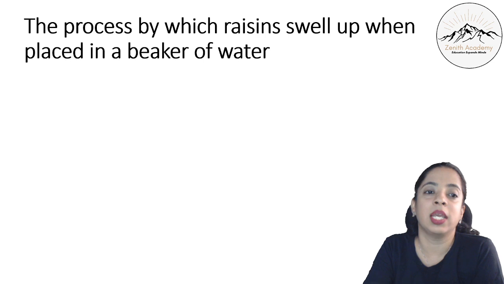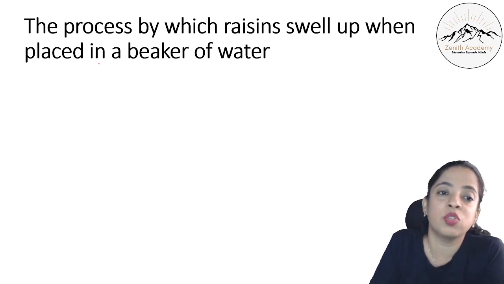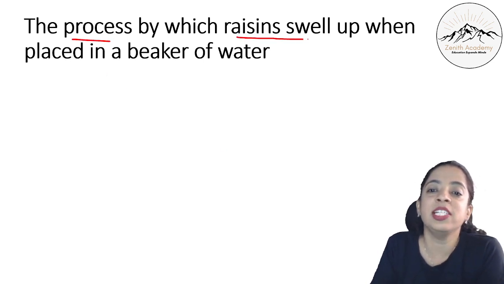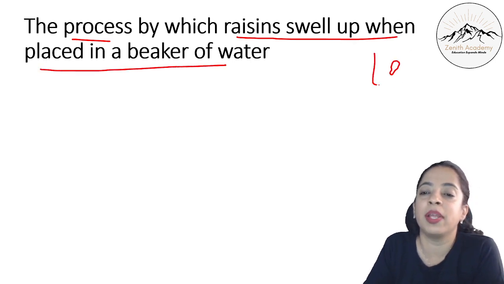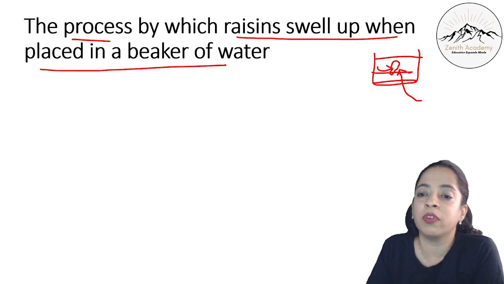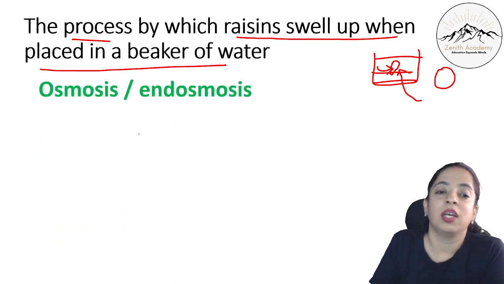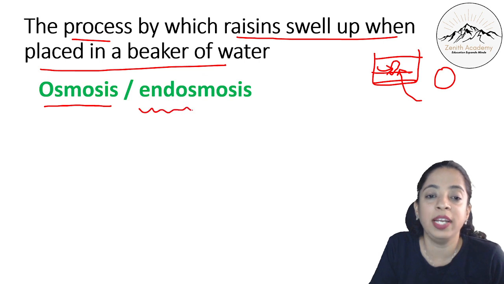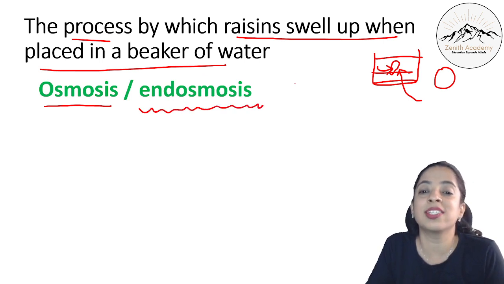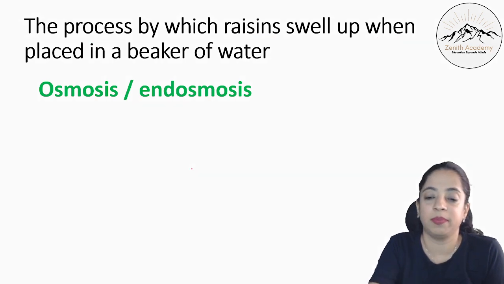Okay. Next, the process, again they have asked you the process by which raisins swell up when placed in a beaker of water. So if you take a raisin and place it in a beaker of water, what will happen? The water will enter the raisin and the raisin will swell up. So what is that process known as? Okay, so it is osmosis, but if you have to be very specific, you have to write endosmosis. Endosmosis is the type of osmosis in which water enters inside, right?